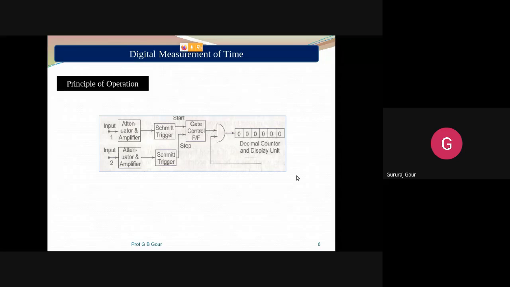Today we will discuss the digital measurement of time. The main principle of operation lies with two reference points. With respect to that, we are going to measure the time.